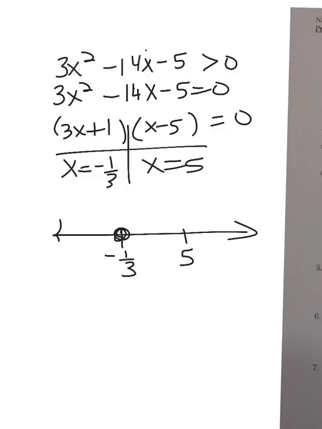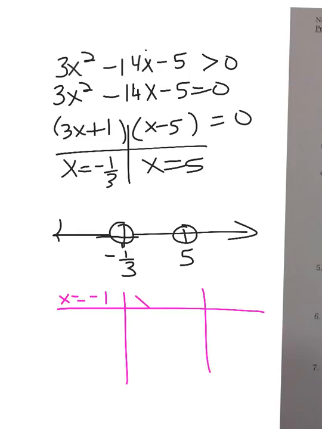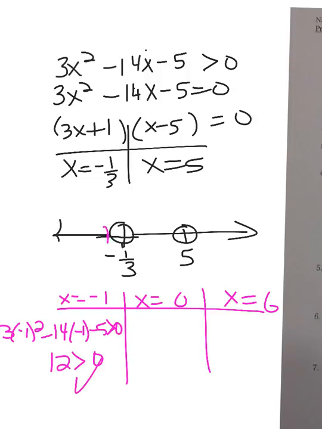And they are actually open circles. So open circle, open circle. Pick a point to the left of negative 1/3, so let's pick x equals negative 1. In between, x equals 0. To the right of 5, x equals 6. So let's start with negative 1. It's 3 times negative 1 squared minus 14 times negative 1 minus 5. Is that greater than 0? Yes, 12 is greater than 0, so I shade to the left.